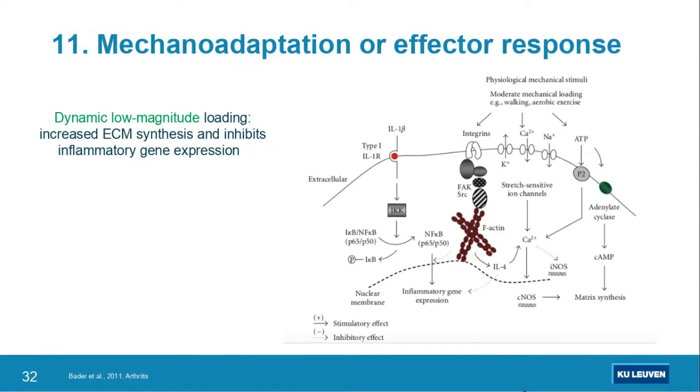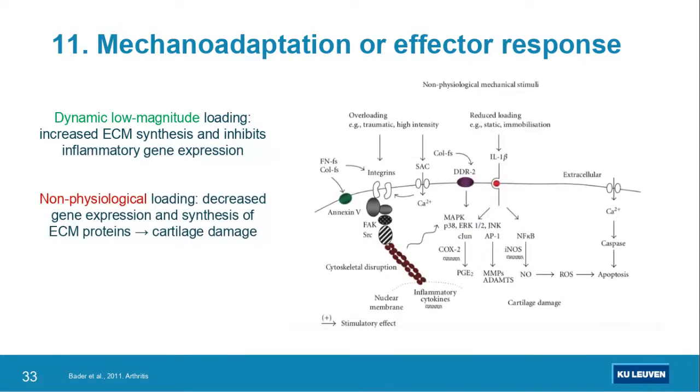However, on the contrary, if we have a non-physiological loading, either overloading or reduced loading, as we saw with the mice that were sent to space in a spacecraft, this non-physiologic loading is going to produce a decreased expression of the genes that lead to extracellular matrix synthesis, and therefore it's going to lead to cartilage damage.